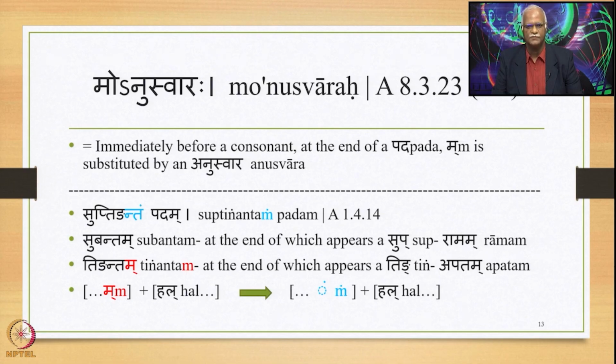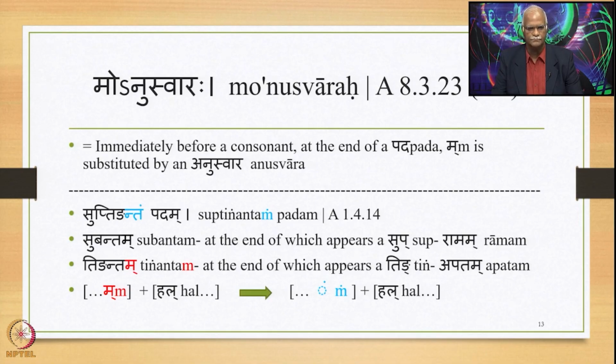So what is a pada? Pada is defined in Paninian grammar as Suptingantam Padam, 1:4:14. What this means is Subanta and Tinganta, they are called pada. So Subanta is that element at the end of which appears a sup. For example, Ramam, there is sup that comes at the end of this element. So Ramam is called Subanta.